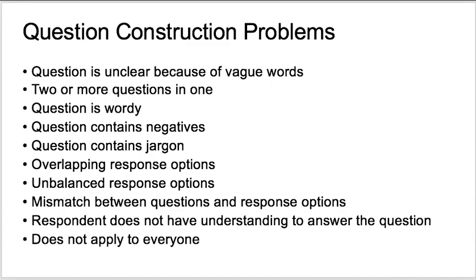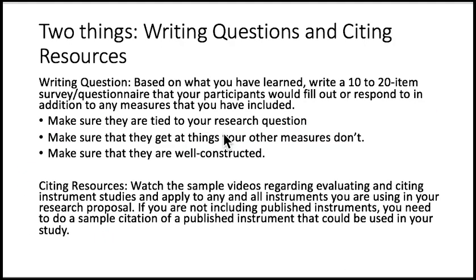You can't be trusted. So this brings us to your assignment. As I stated earlier, the first one is I want you to, based on what you've learned, write a 10 to 20 item survey or questionnaire that your participants would fill out or respond to, in addition to any measures that you have included. Now in this case, I want you to cover three things. One, make sure that they're tied to your research questions. Again, you don't want to be redundant and get a bunch of information you already have, so they would be things that you would be interested in.